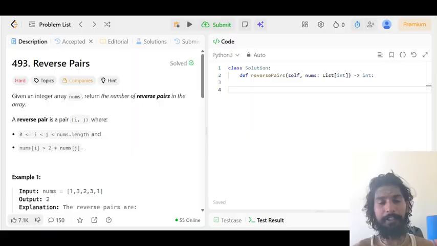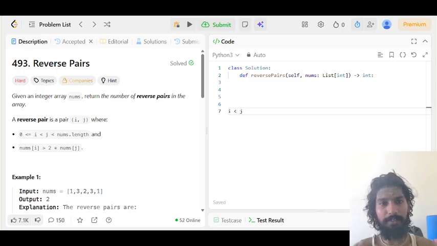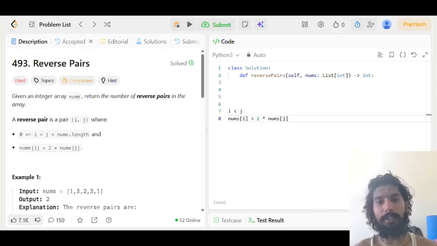So we are given an integer array, nums. We have to return the number of reverse pairs in the array. A reverse pair is a pair of indices i, j such that i is less than j and nums[i] is greater than 2 times nums[j]. So there are two conditions. First, i must come before j. And second, nums[i] is greater than 2 times nums[j]. That is, the value at index i must be greater than double the value at index j.